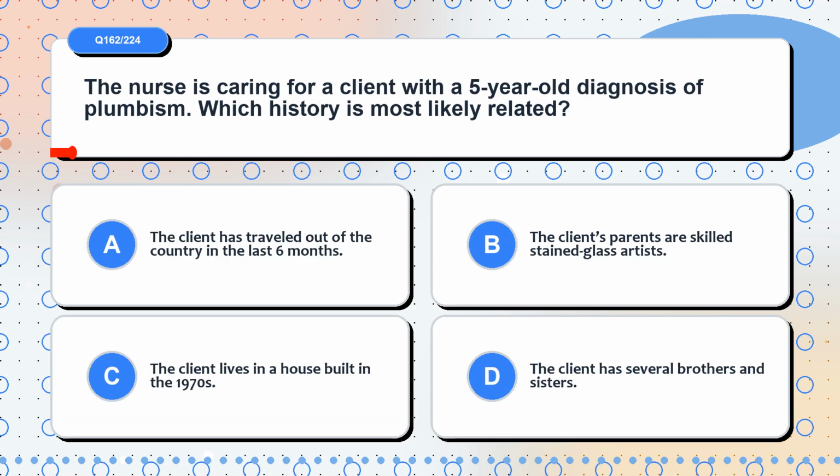Question 162. The nurse is caring for a 5-year-old client diagnosed with plumbism. Which history is most likely related? Here are the options. Option A. The client has traveled out of the country in the last 6 months. Option B. The client's parents are skilled stained glass artists. Option C. The client lives in a house built in the 1970s. Option D. The client has several brothers and sisters.